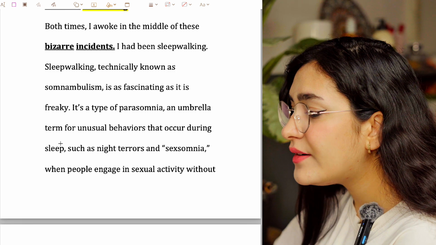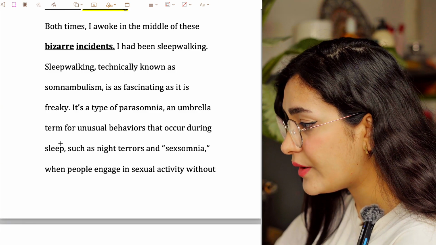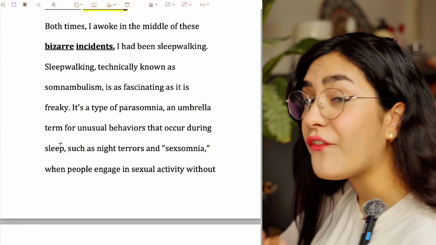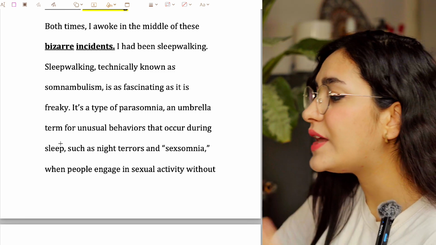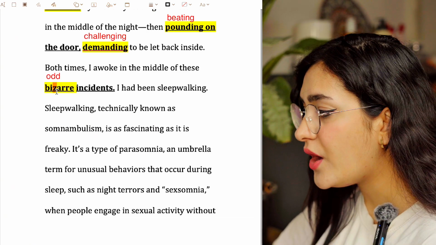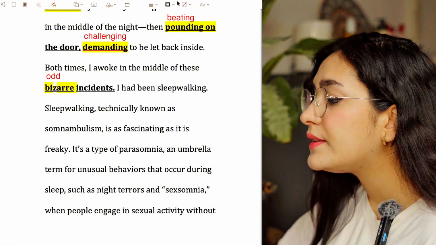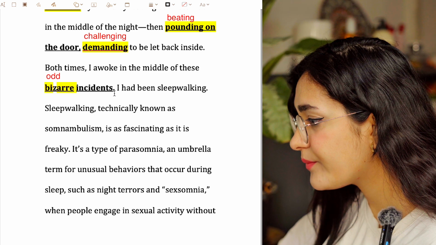So, bizarre incidents. Now let's start with the word bizarre. Bizarre, it's an adjective and it means very strange or unusual. Odd. Simply you can say odd. The stress is on Z. Bizarre. The next word here, let me highlight it with another color.